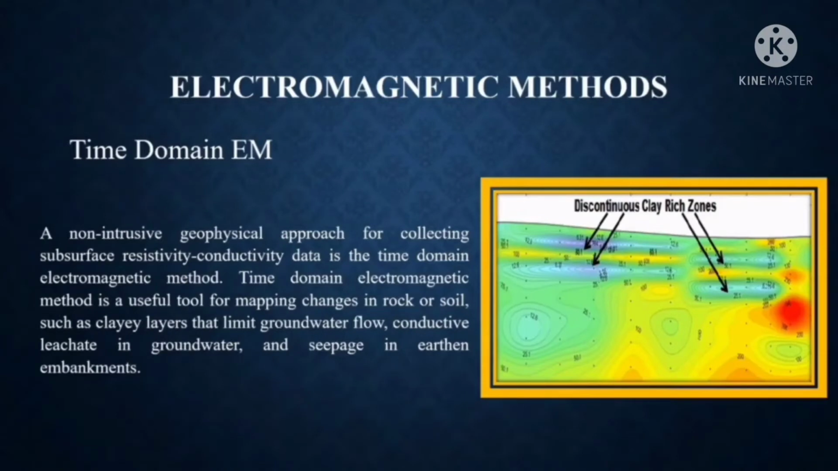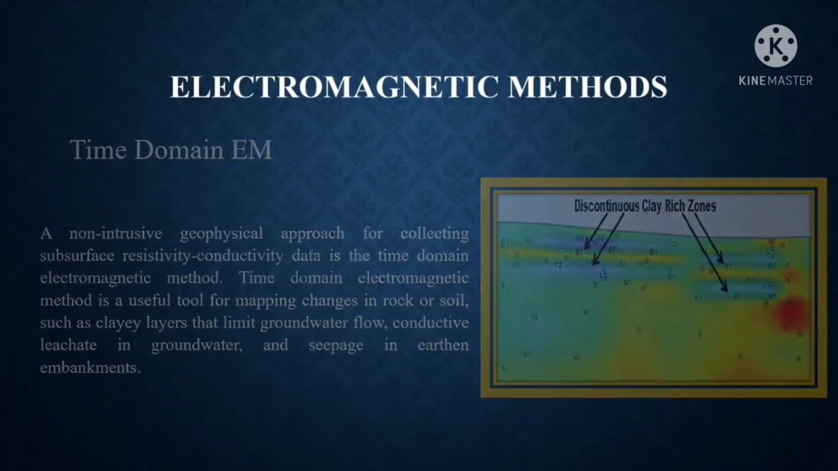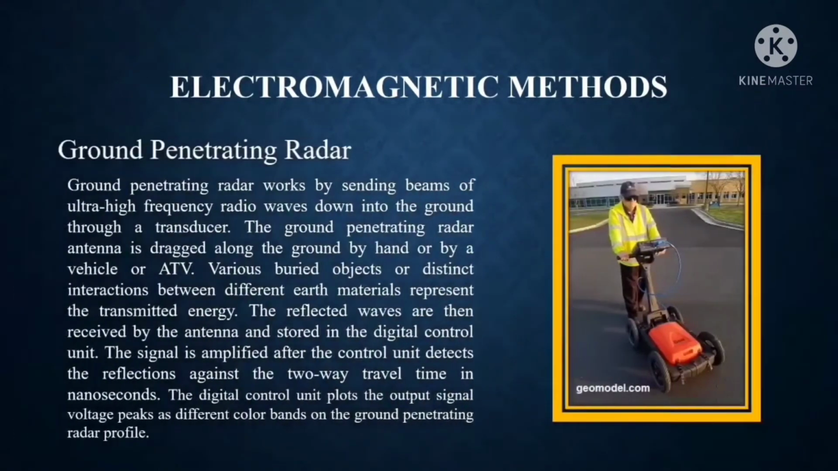Time domain EM. The time domain electromagnetic method is a non-intrusive geophysical approach for collecting subsurface resistivity and conductivity data. It is a useful tool for mapping changes in rock or soil, such as clay layers that limit groundwater flow, conductivity in groundwater, and seepage in earthen embankments.